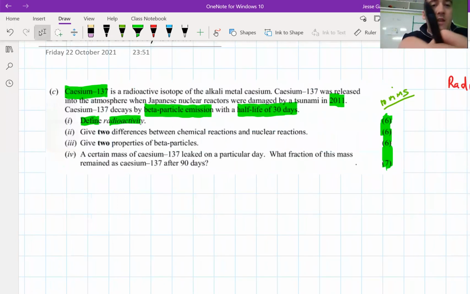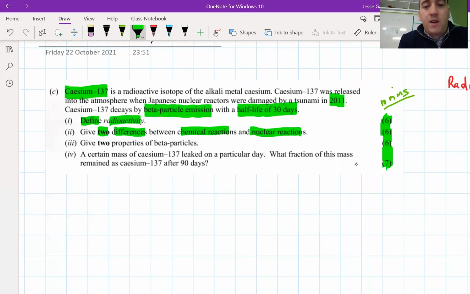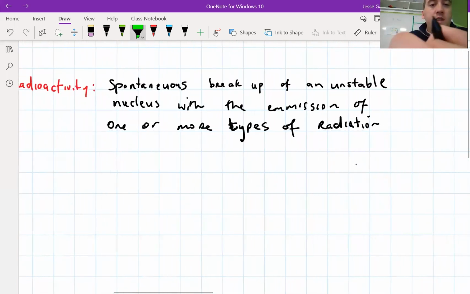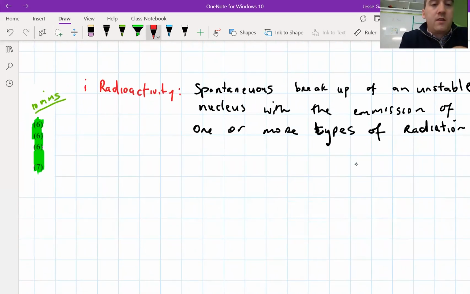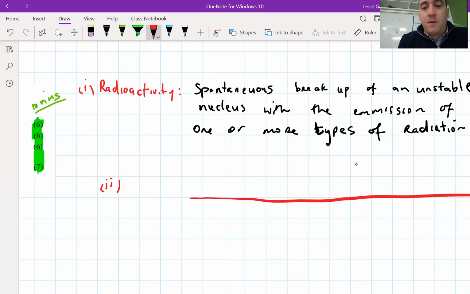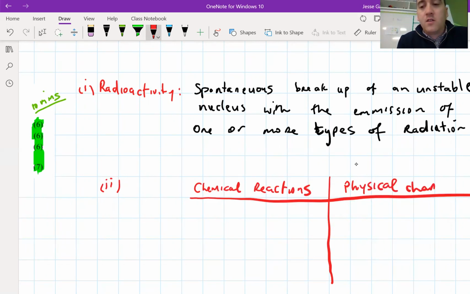Right, let's look at the second bit. Give two differences between chemical reactions and nuclear reactions. So this was part 1, and this is part 2. It's handy here to use a table because we're asked to give differences, so we'll compare them. We're going to compare chemical reactions with nuclear reactions. Sorry, not physical changes, nuclear. Apologies, that's my lack of attention.